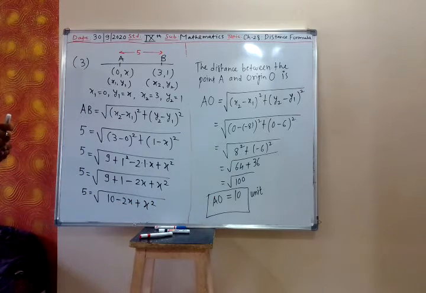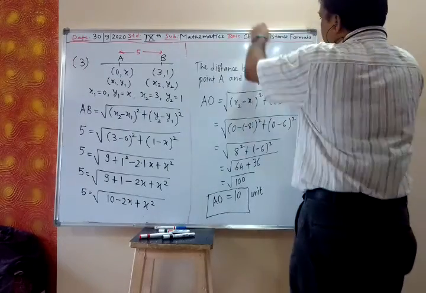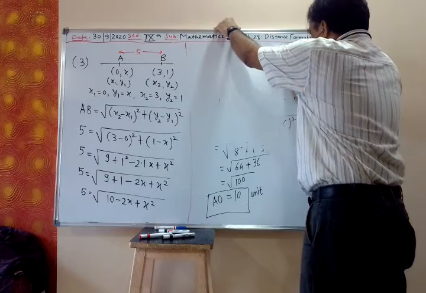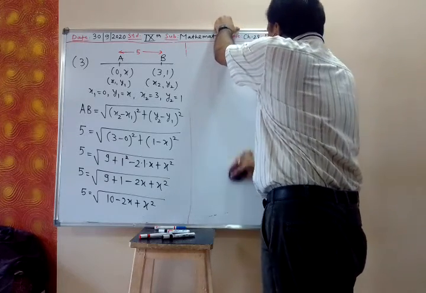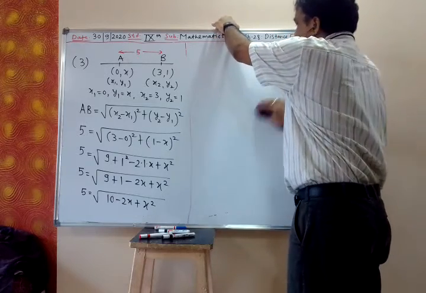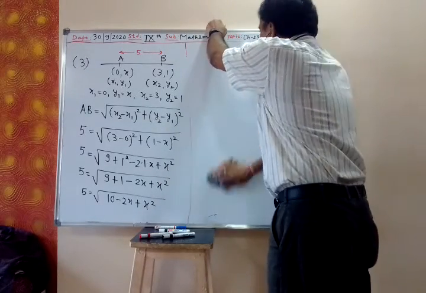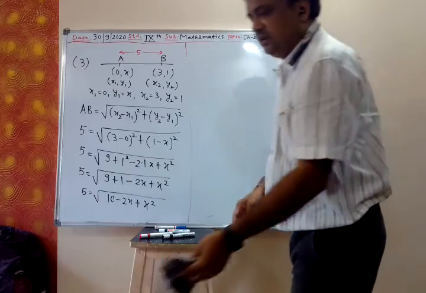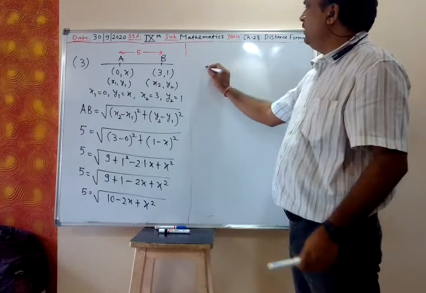So 5 is equal to square root of 10 minus 2x plus x square. Now I have to remove this square root. To remove this square root on the right hand side, I will square both the sides. When you square both the sides, that square root sign will vanish. So we write squaring both the sides.